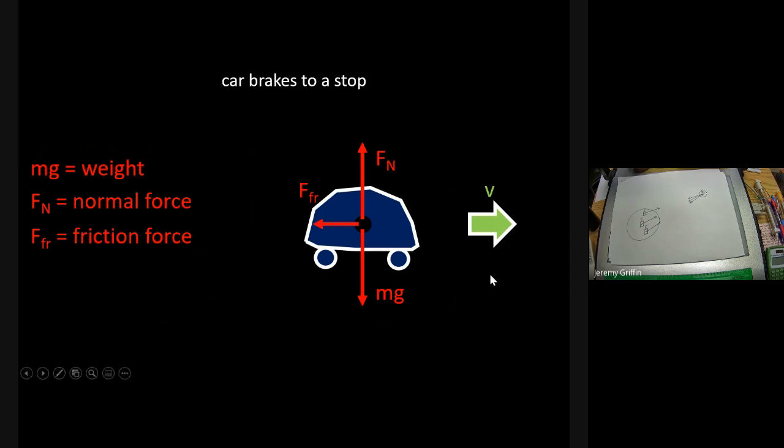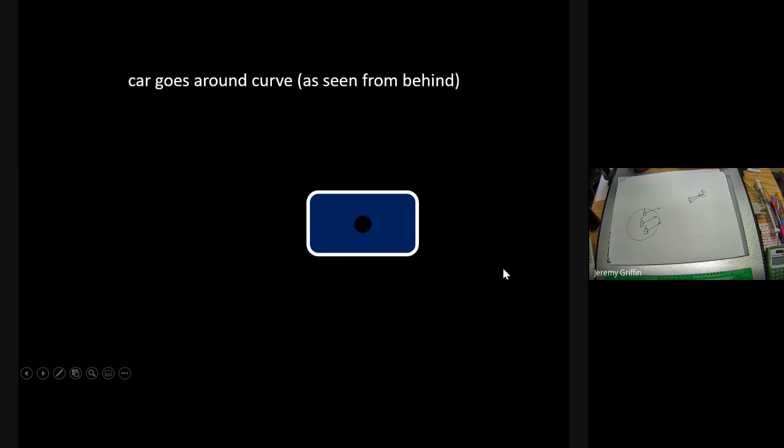Yeah, Josh? 0.5. About 0.5. That'd be a pretty good estimate. And that's because this friction force is about half the magnitude of its normal force. So friction divided by normal force, about 0.5. Yeah, good call. A car goes around a curve as seen from behind.